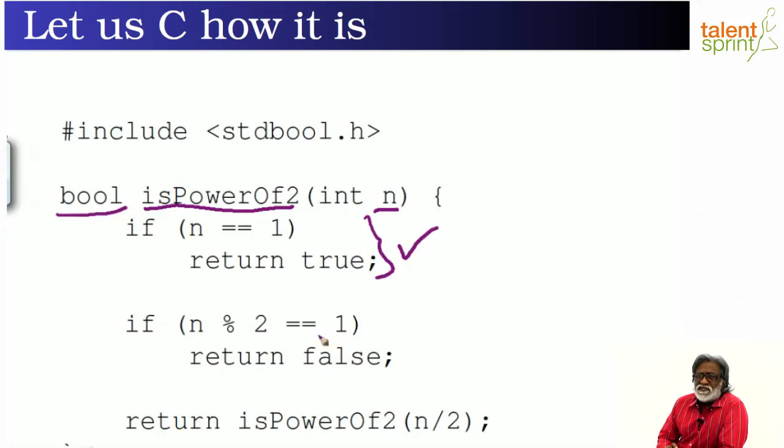So then we check whether it is an odd number. Why do we check whether it's an odd number? Because we know if it is an odd number, it's not a power of 2. So that is what this part is doing. So we understand this also.